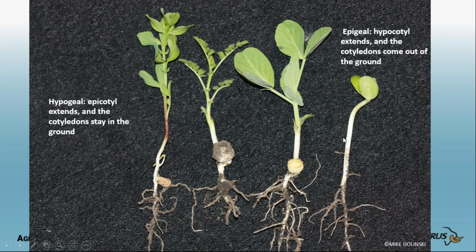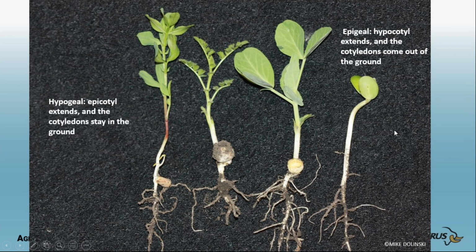Now, there's two kinds of emergence. There's the epicotyl type, which extends, and the cotyledons stay in the ground. So that's peas, lentils, chickpeas. Soybeans don't. They come out. So the importance of that is that if these freeze off, they will regerminate, because the growing point is down here at the seed. If a soybean freezes that cotyledon off, she's done, just like canola.